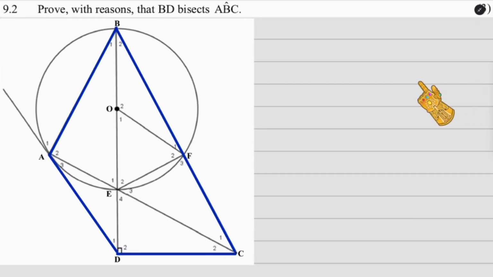In 9.2, we've been asked to prove that BD bisects angle ABC. So they're asking us to prove that BD cuts this angle ABC, so this angle, in half. So in essence, what they're asking you to do is prove that B1 is the same size as B2. So firstly, we're going to have to do the tan chord theorem to pull this off.